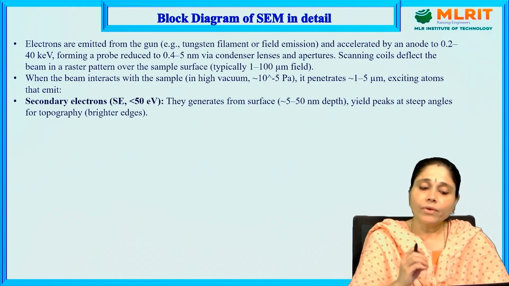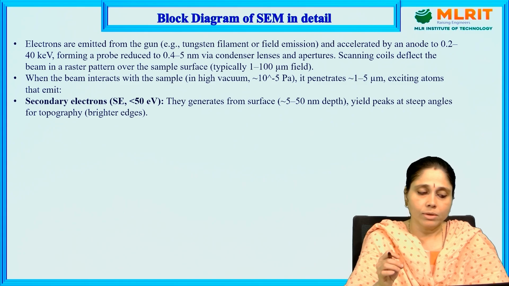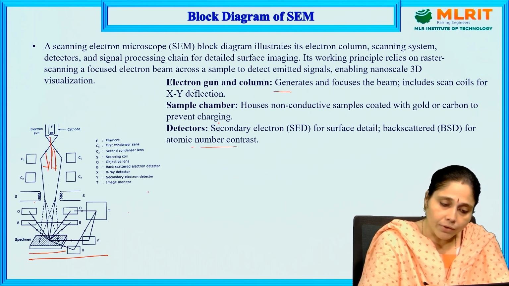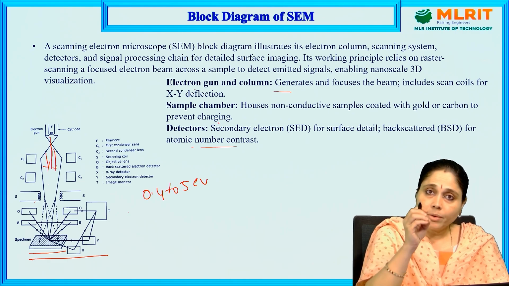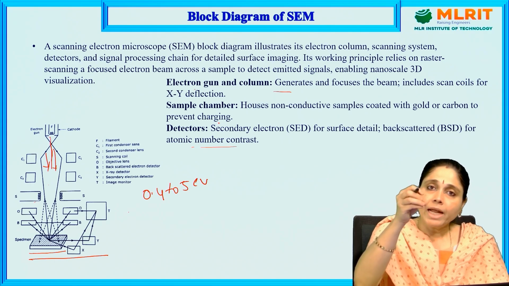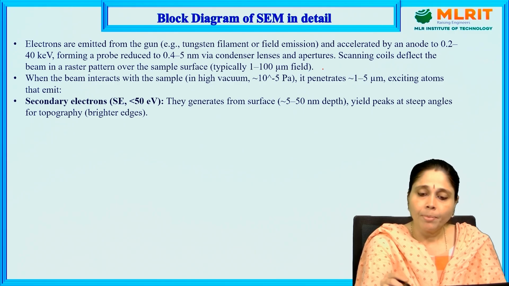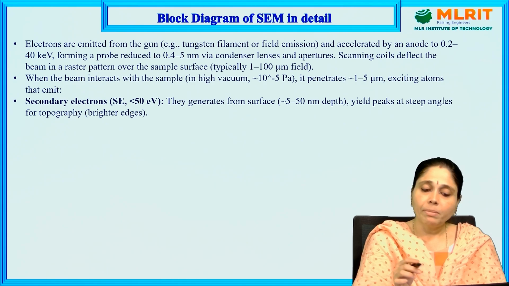The electrons emitted from the gun, a tungsten filament by field emission, are accelerated by the anode to 0.2 to 40 kilo electron volts, forming a probe reduced to 0.5 to 5 nanometers. So, they form a probe. The probe means the electrons move in a particular sequential order via condenser lenses and apertures. Scanning coils deflect the beam in a raster pattern over the sample surface.